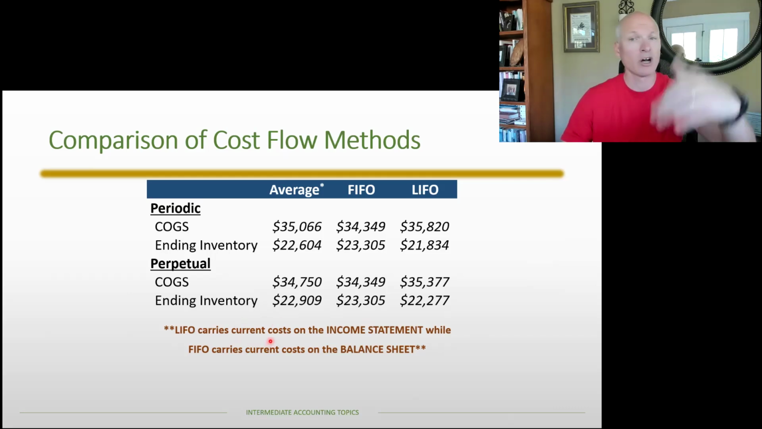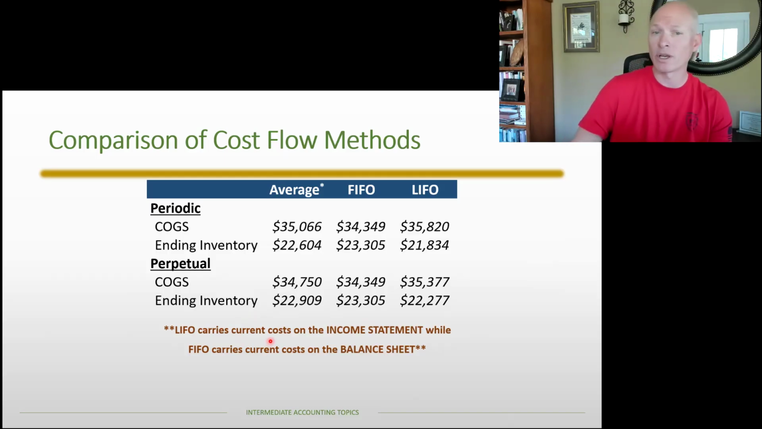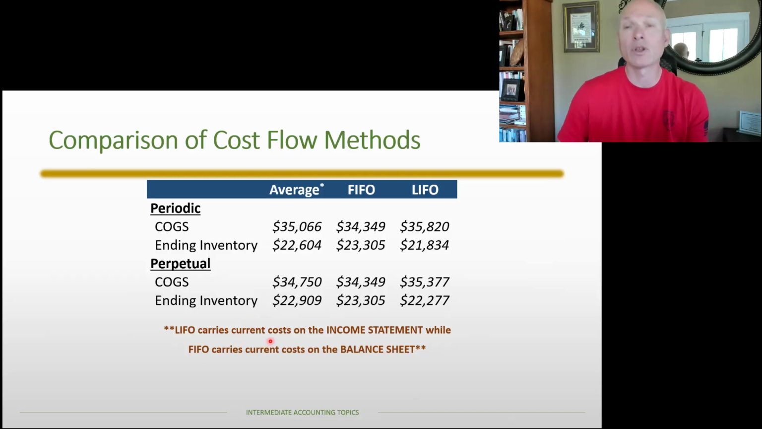And if you remember the chart, the costs were going up. If the costs were going down, then LIFO would have the lowest cost of goods sold. But generally speaking, prices go up, and so generally speaking, LIFO is going to have higher costs of goods sold. But again, LIFO carries current costs on the income statement, and FIFO carries current costs on the balance sheet. Because the prices are going up, the highest costs are going to be on the income statement for LIFO, and the highest costs are going to be on the balance sheet under FIFO. Again, if prices were going down, it would be the opposite.